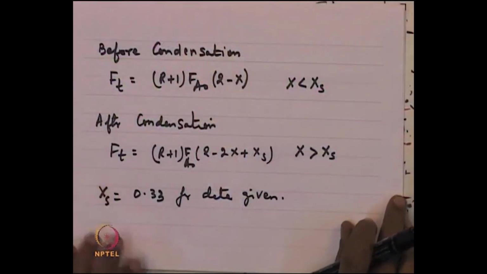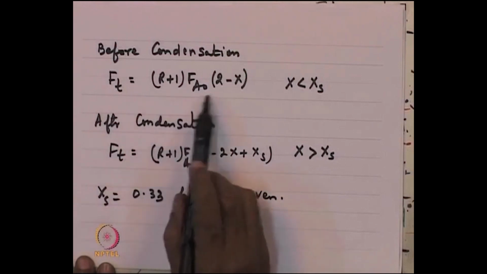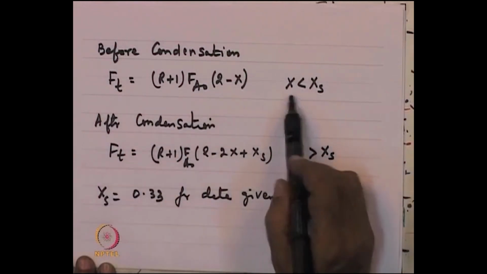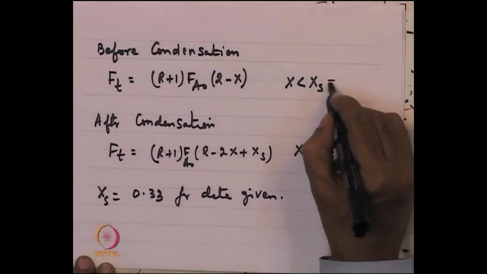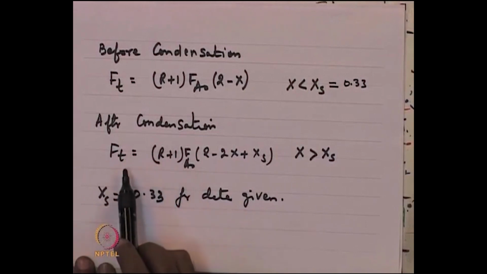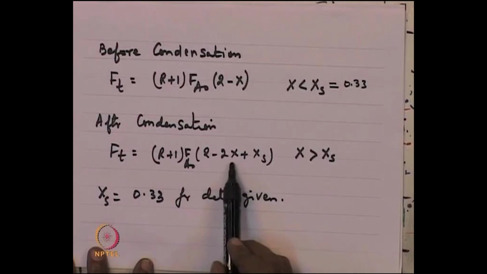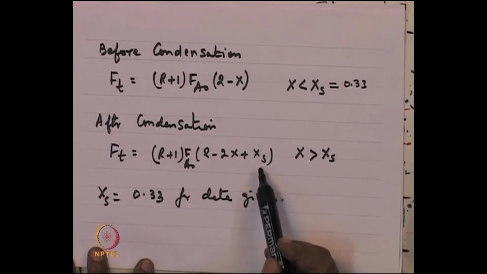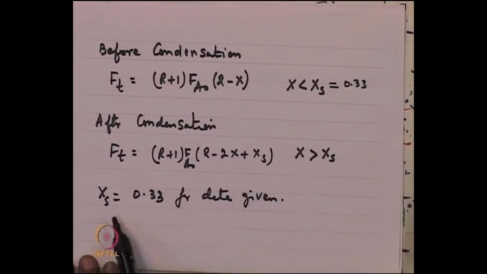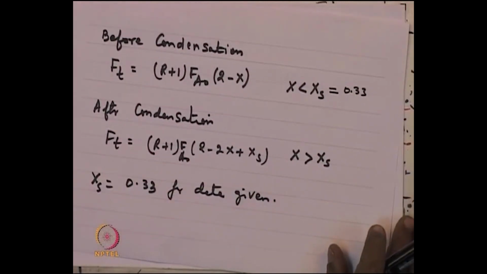Okay. So, let us recognize that before condensation the total molar flow at the reactor exit is given by R plus 1 F A 0 times 2 minus x. This is for x less than x s, and we showed that x s is equal to 0.33. Now, after condensation, we find that the excess, so F t is R plus 1 F A 0 times 2 minus 2 x plus x s. This is after condensation, where x s is 0.33. The moment we recognize this, all the rest becomes fairly straightforward.